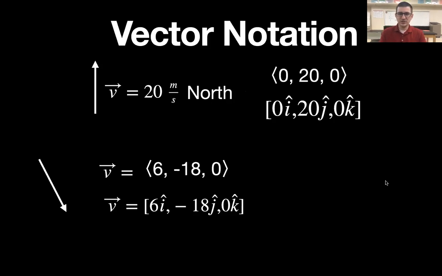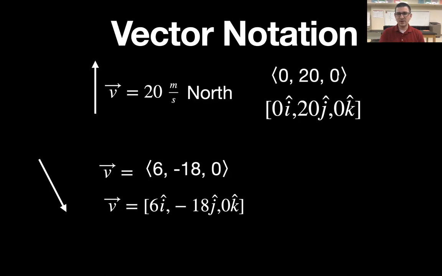So here's some vector notation. If you have 20 meters per second north, you can write that three ways, basically. You could write it out, 20 meters per second north, or you could say 0, 20, 0 in the pointy brackets. What this means is 0 meters per second in the horizontal x direction, 20 meters per second in the vertical y direction, and 0 meters per second in the z direction.